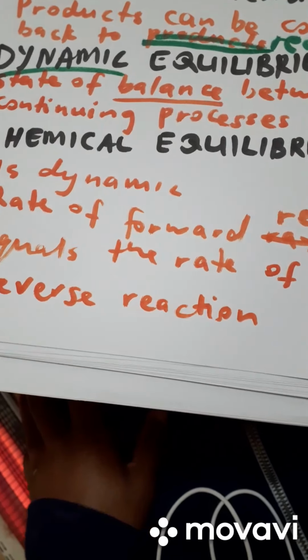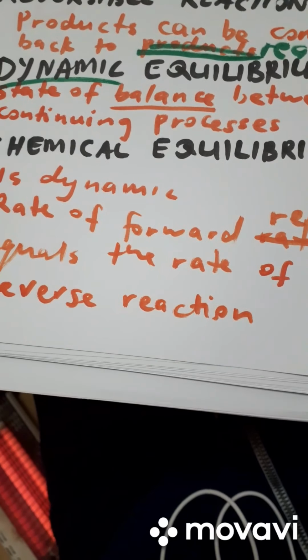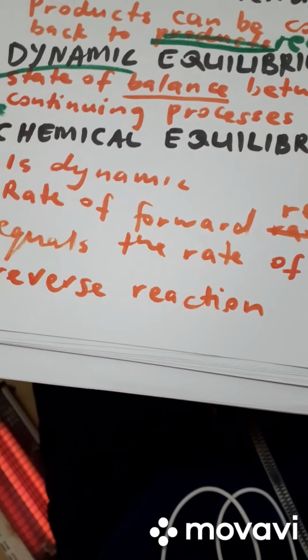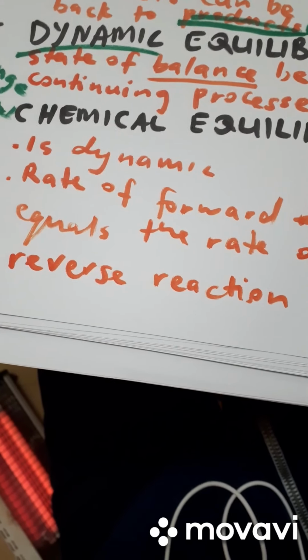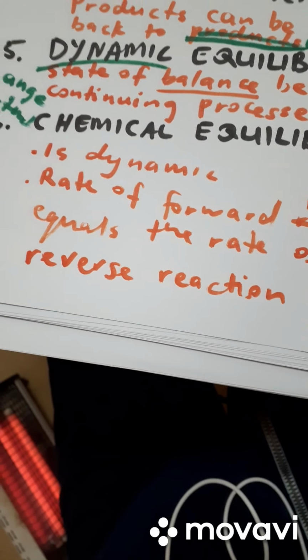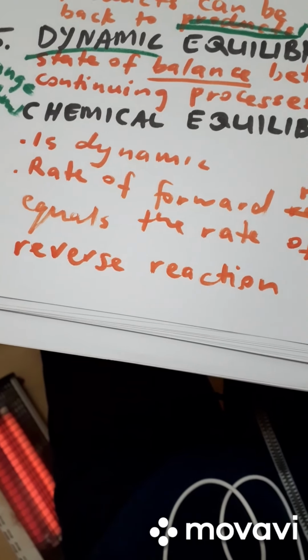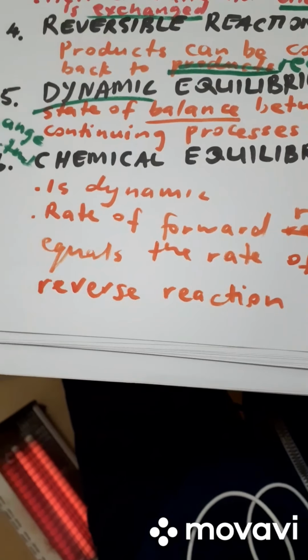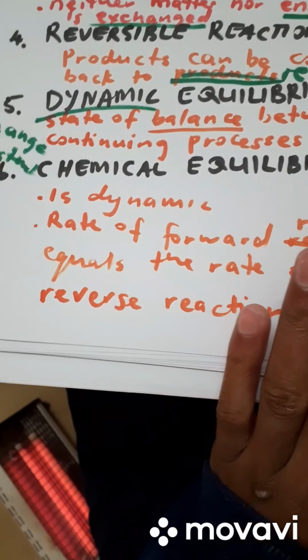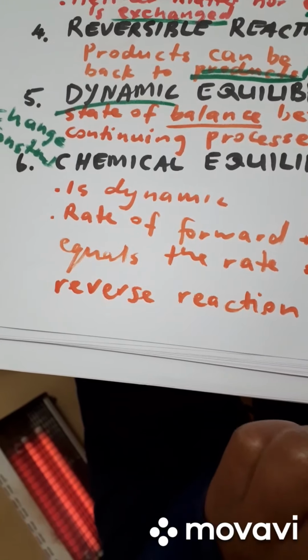Chemical equilibrium, we are saying it is dynamic. We know what we mean by dynamic. Chemical equilibrium is dynamic, which means it is constant, meaning the rate of forward reaction equals the rate of the reverse reaction. What does this mean? The rate of forward reaction equals the rate of reverse reaction. Let us demonstrate.